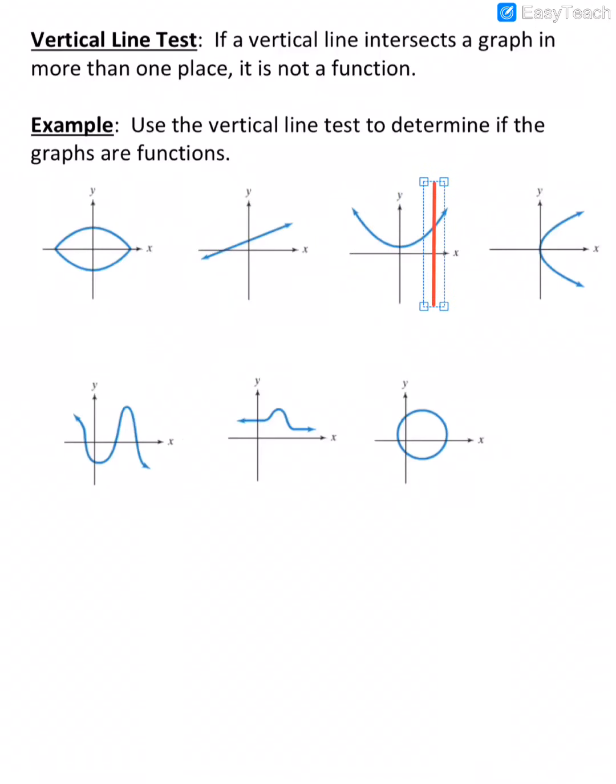This graph would also be a function because it only touches my line in one spot at a time. But this one is not a function because it touches my line in more than one spot at a time. Okay, this one, even though it's pretty squiggly, it only touches my line in one spot at a time, so it is a function. All right, what about this one? Yes, it is a function. And this one? Nope, not a function. So that's how we can use the vertical line test to determine if a graph is a function.